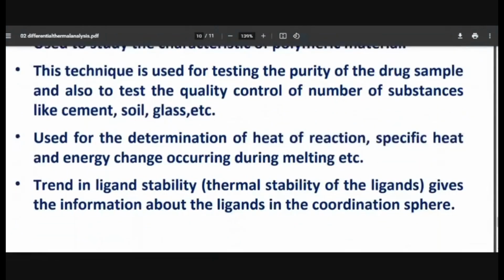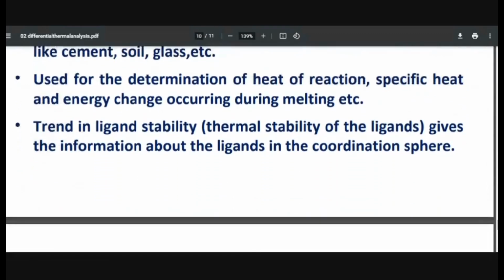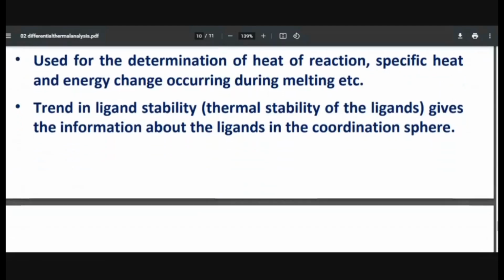It is used for determination of heat of reaction, specific heat and energy changes during melting processes. The trend of ligand stability, that is thermal stability of the ligands, can also be studied using this. The stability of the complexes and the coordination sphere is studied by this method. And this method is also over.